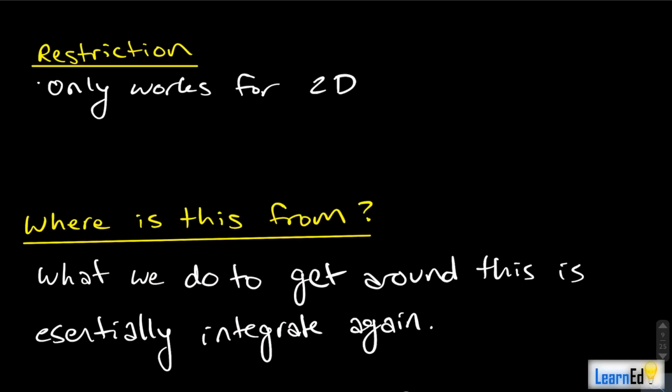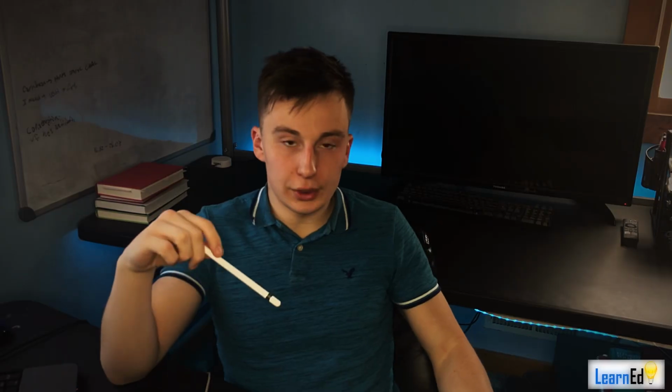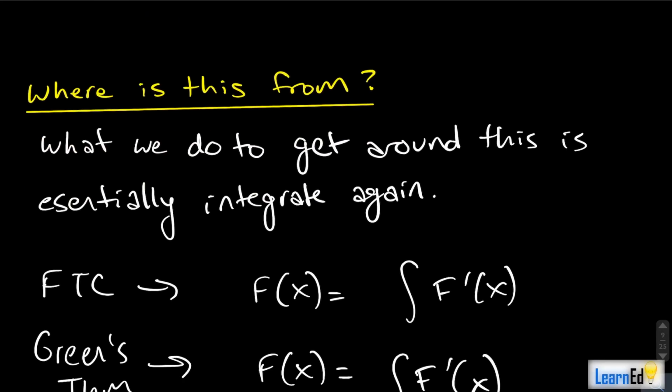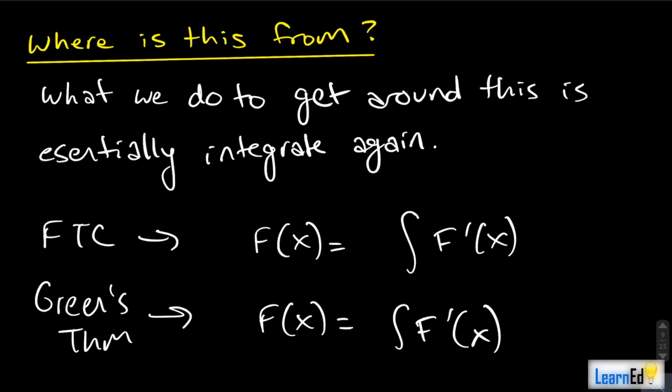Now, the restriction with Green's theorem is that it only works for 2 dimensions, okay? Now, there's a 3-dimensional version that's called Stokes' theorem. We're going to do that later. That's a little more messy, okay? But yeah, this only works for 2 dimensions, so that is a restriction that you will have to deal with, okay? Now, where do we get Green's theorem from, okay?